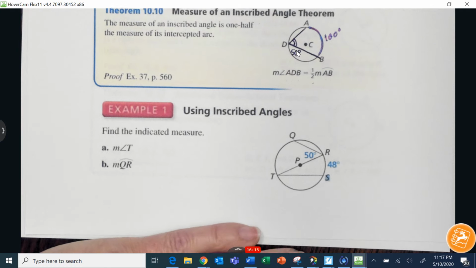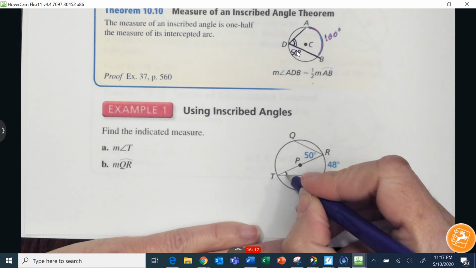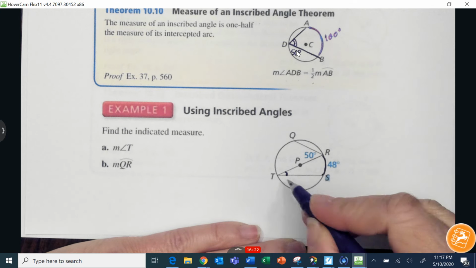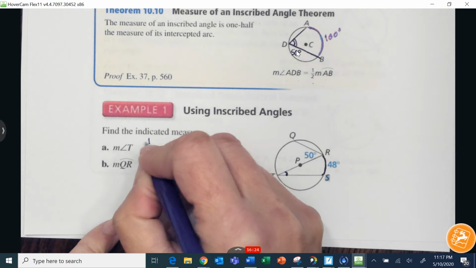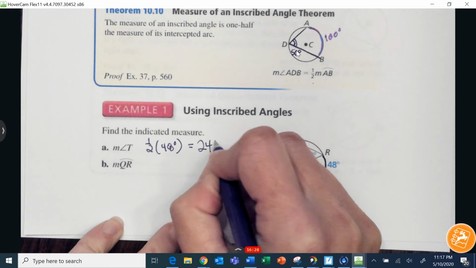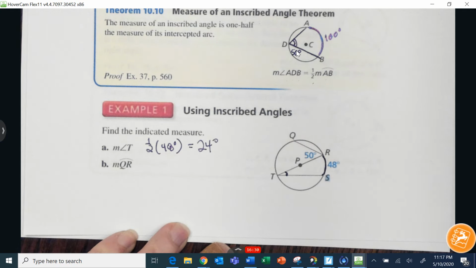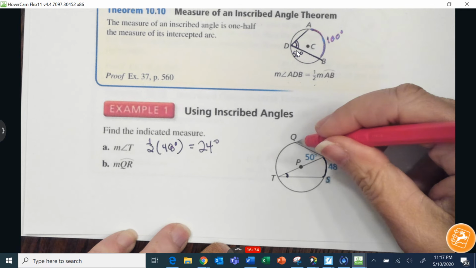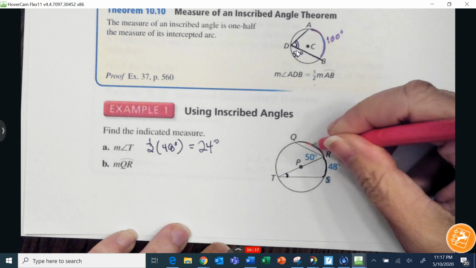Find the indicated measure. Measure of angle T. So here's angle T. So across from angle T is 48 degrees. So angle T is going to be half of 48 degrees, which is 24 degrees. And then we've got measure of arc QR. So I need to know the arc QR.